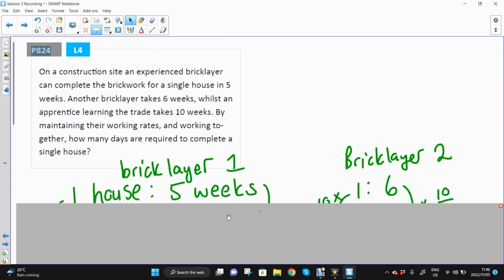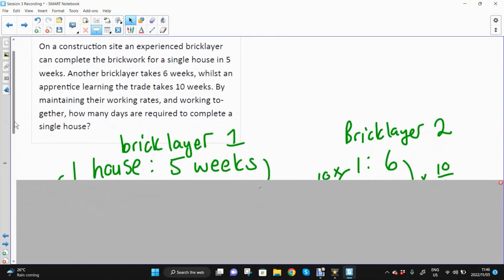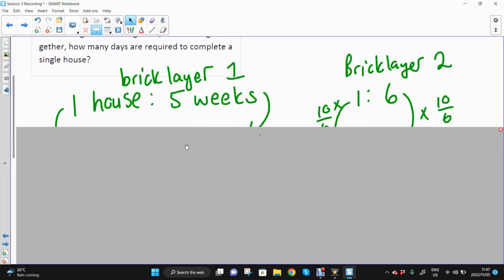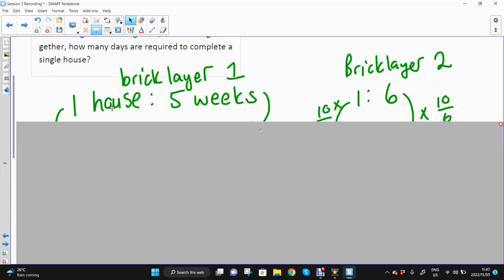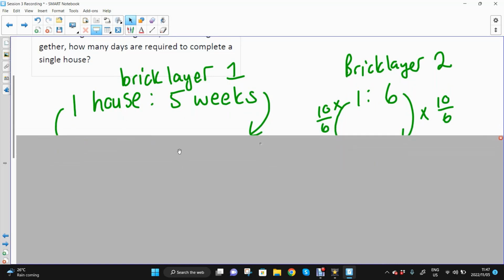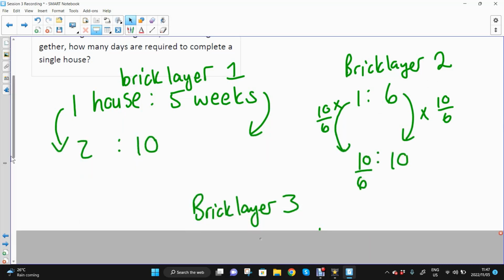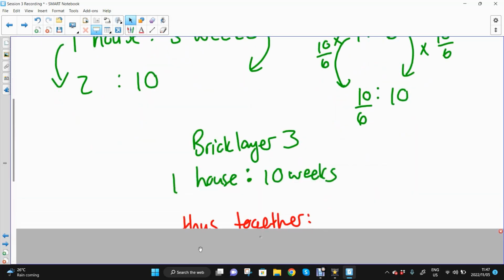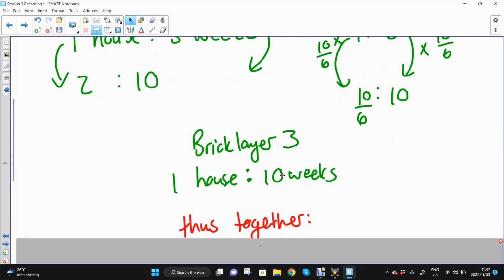So again, ratios work wonders here. I looked at bricklayer 1 and wrote down the ratio that they gave me, and they said that this guy can build a house in 5 weeks. For bricklayer 2, and just ignore the calculations for now, he can build one house in 6 weeks, and then bricklayer 3, the apprentice, can build one house in 10 weeks.